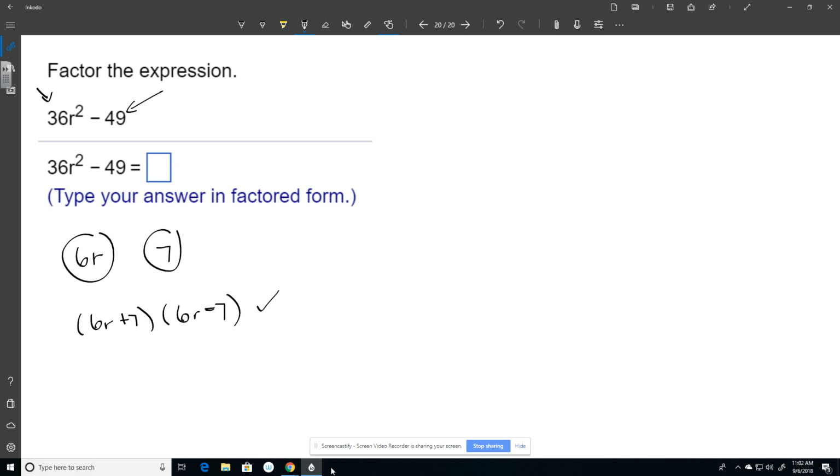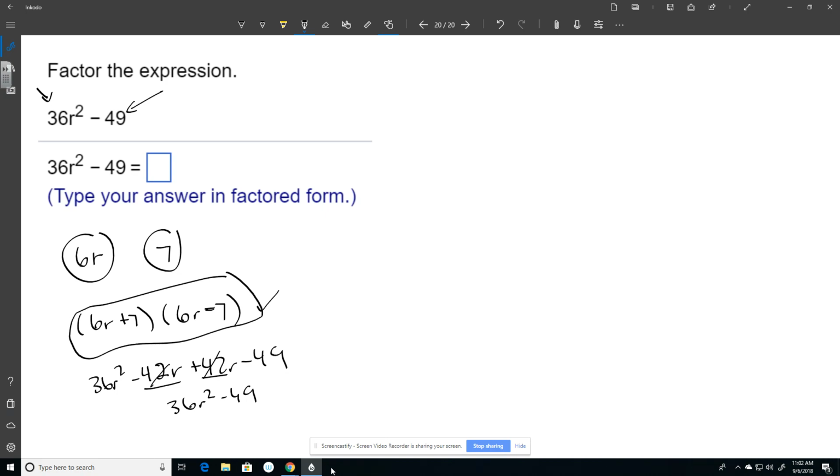Nice and easy. So we can FOIL and make sure. 6 times 6 is 36r squared. 6 times negative 7 is negative 48. Nope, negative 42r. 7 times 6 is a positive 42r. 7 times 7 is a negative 49. The negative and the positive 42 cancel out, so I'm left with 36r squared minus 49, which is what I wanted to end up with. So I know that this is correct.